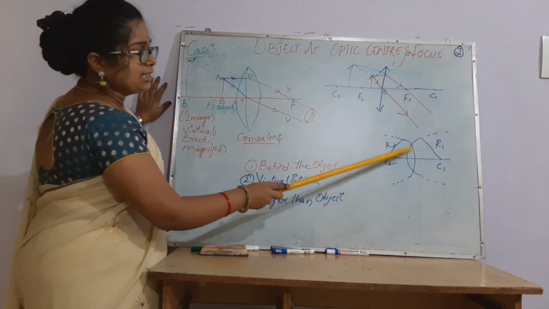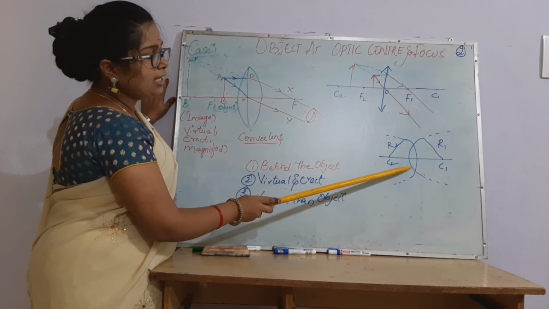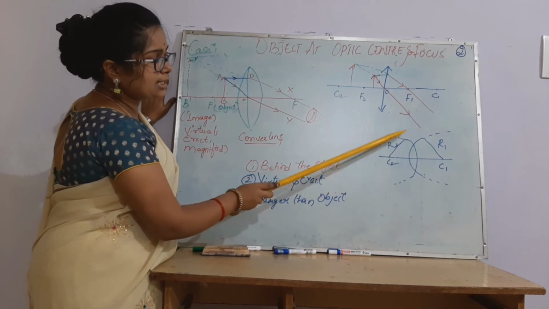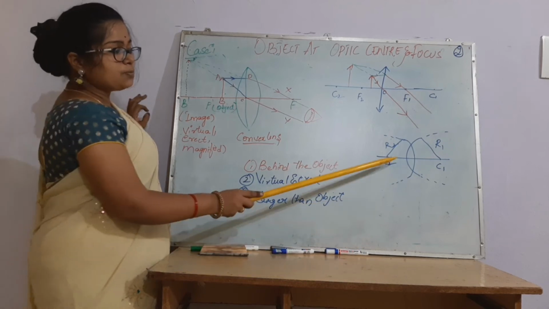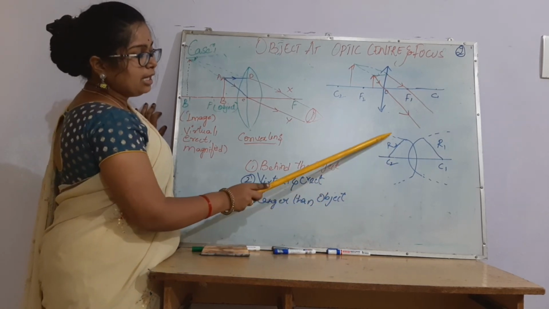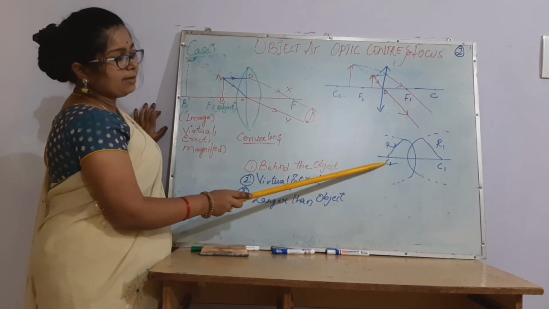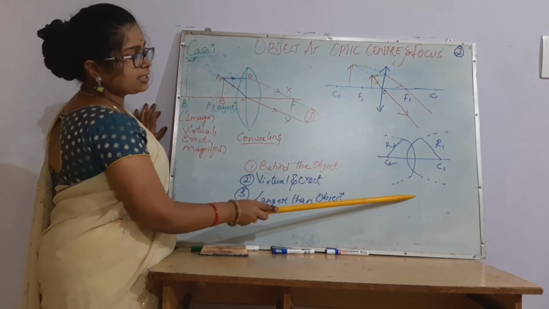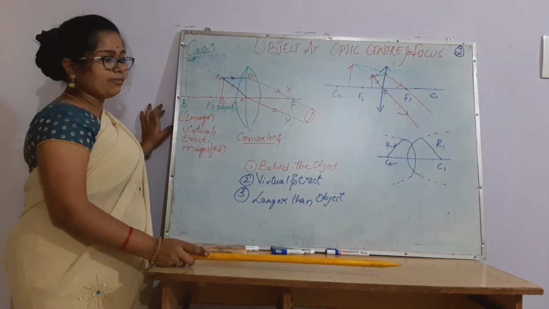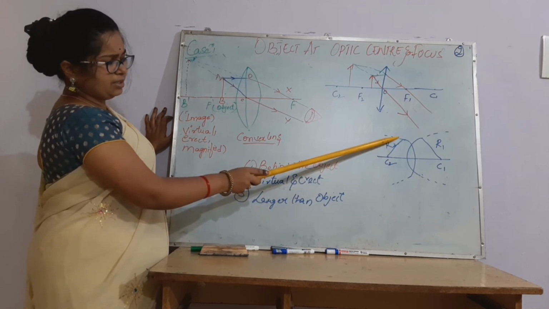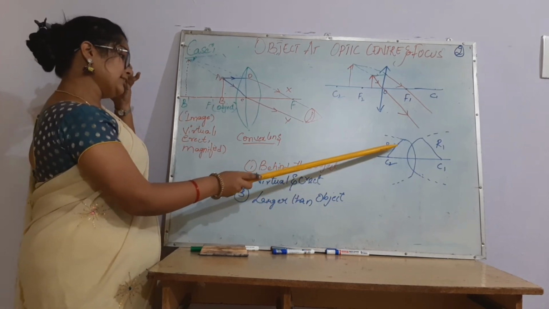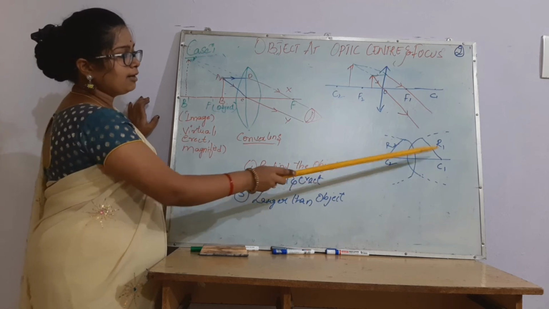See, each lens is a part of the sphere, isn't it? So the sphere will be having a center of curvature. This curved surface will be having one center of curvature, and this curved surface will be having another center of curvature. The distance from the center of curvature to the surface is nothing but your radius of curvature.